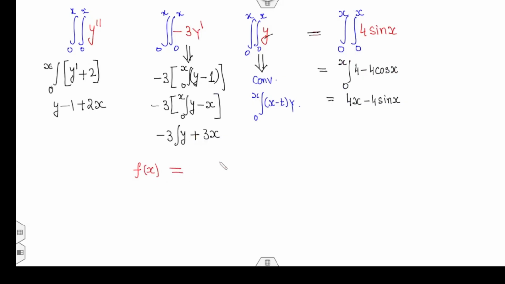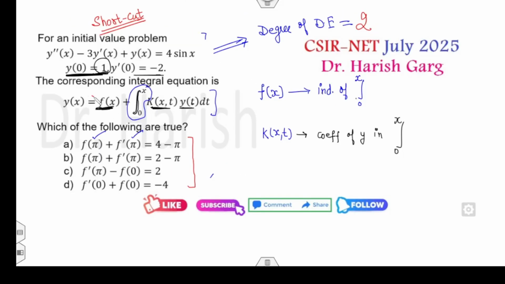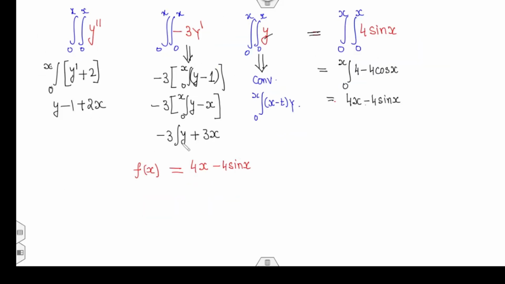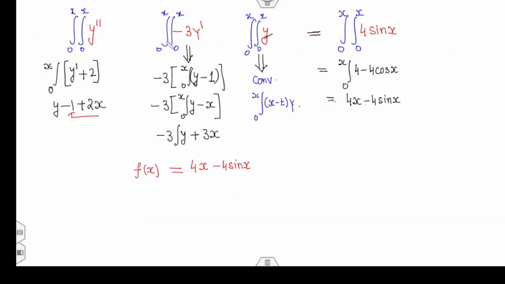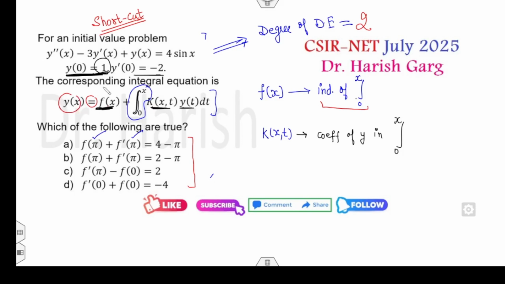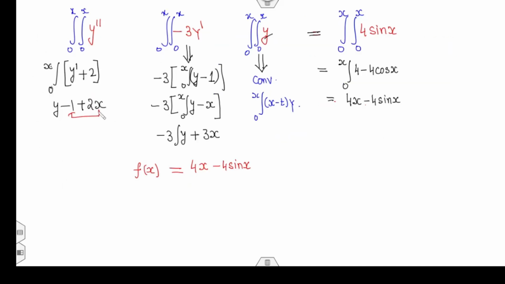Fine. So let's start with the equality. The right hand side is 4x minus 4 sine x. Make sure your f of x lies on the right hand side of the equality. So I can put all those terms which are independent of the integrations on the right hand side. That means y I must put on the left hand side. So these two numbers I can put on the right hand side. This is plus 1 minus 2x.